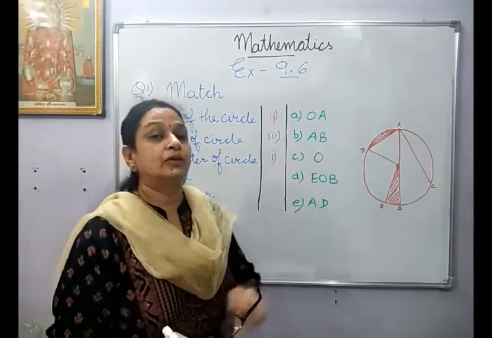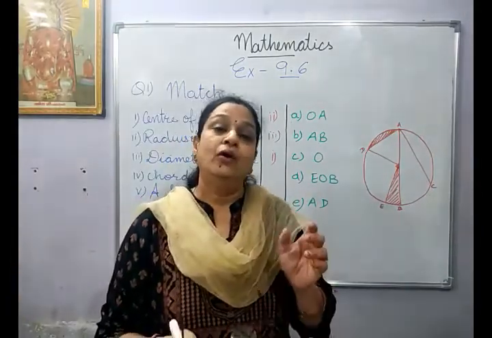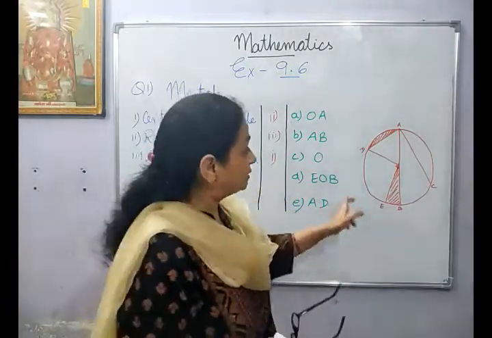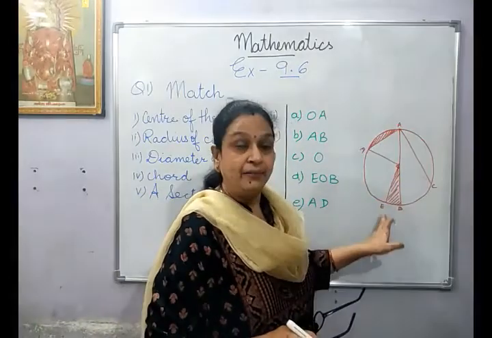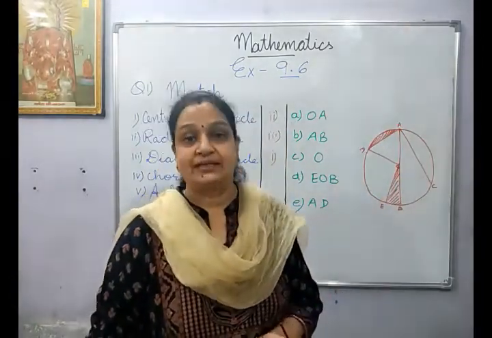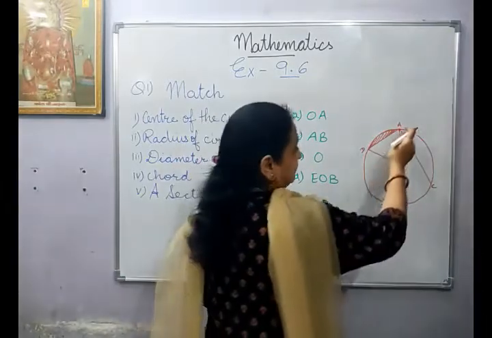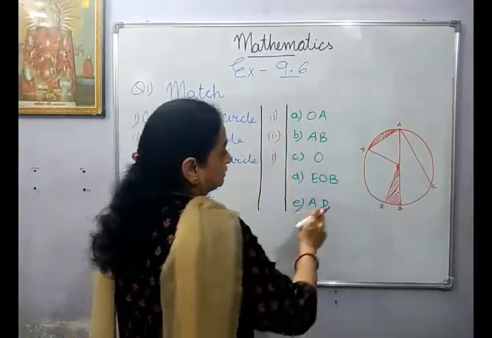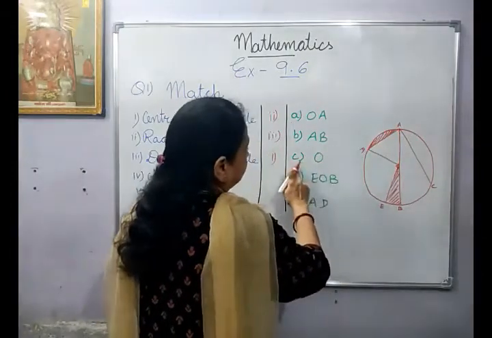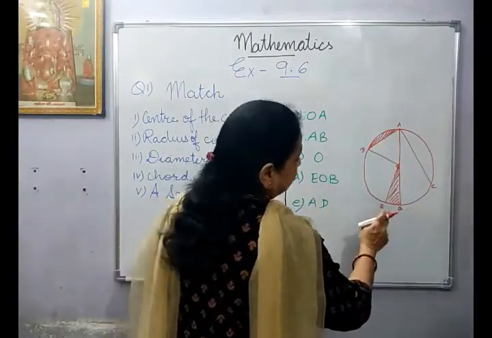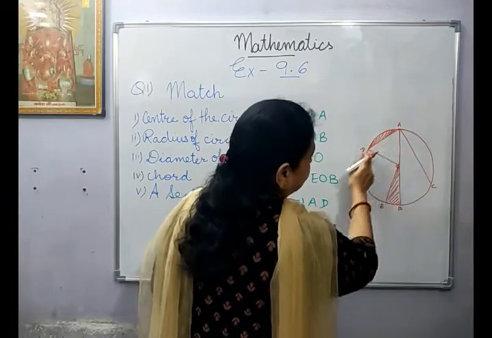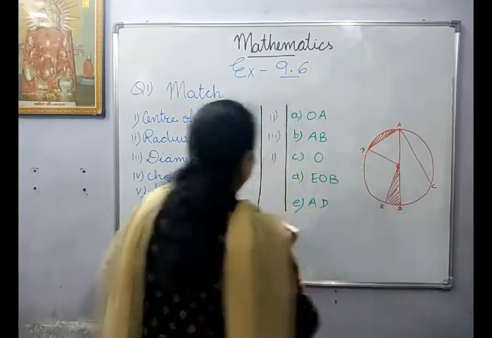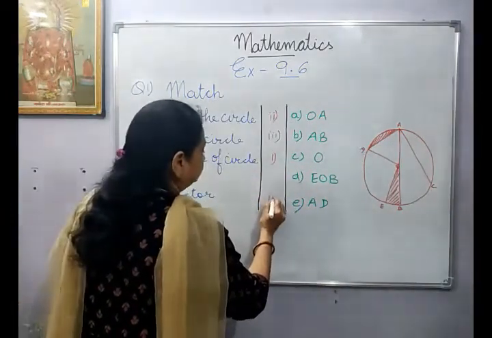Then chord. Chord is also a line segment joining 2 points on the circle, but it does not pass through the center. So let's see AC. See if AC is given, answer is given. No, answer is not given. Then this we have done EOB and AD. AD is your chord. So we write over here.